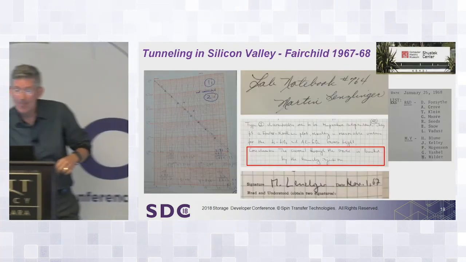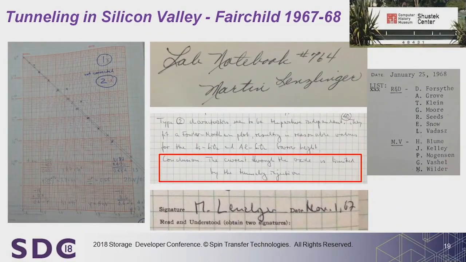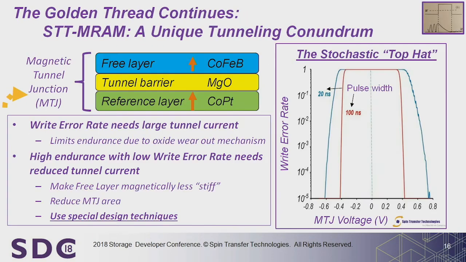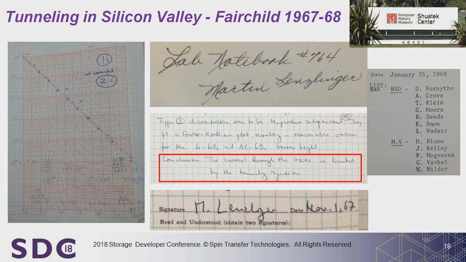Okay, so this is tunneling in Silicon Valley. This was Fairchild, 1967-68. This was from Martin Lenzlinger's notebook, November the 1st, 1967. This is a Fowler-Nordheim plot of tunneling through a thin oxide. So this is his lab notebook. Here he says, conclusion, the current through the oxide is limited by the tunnel injection.